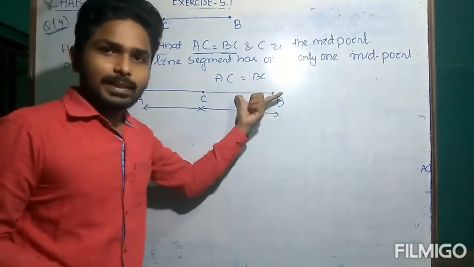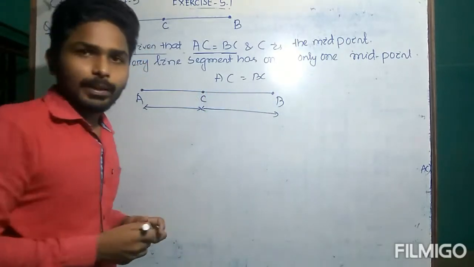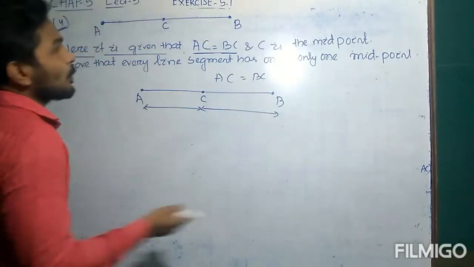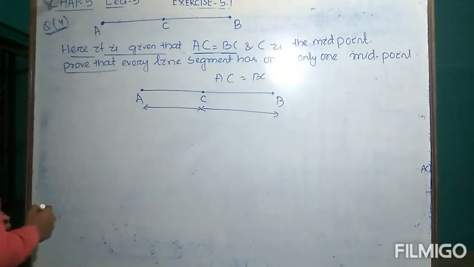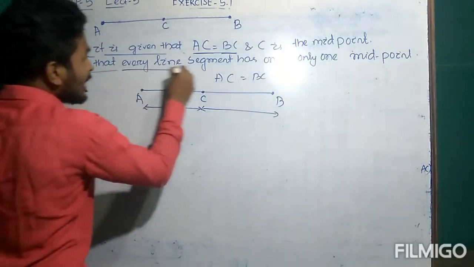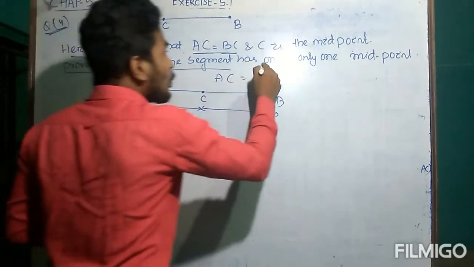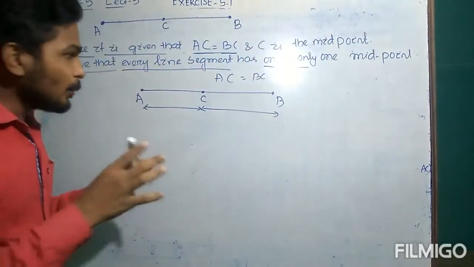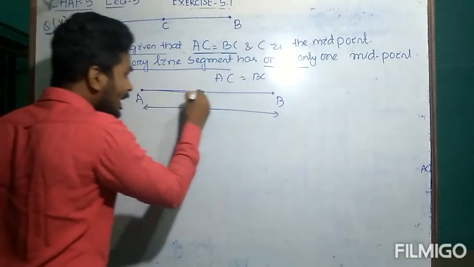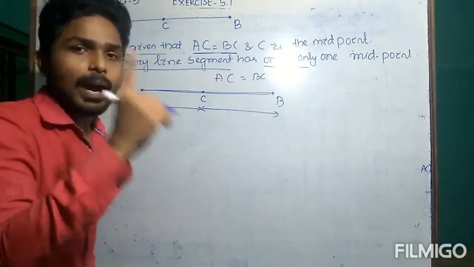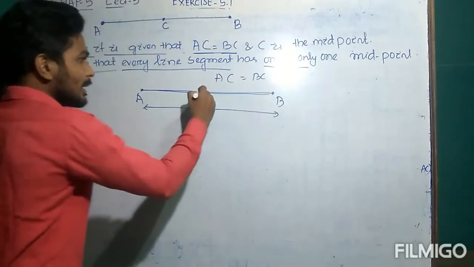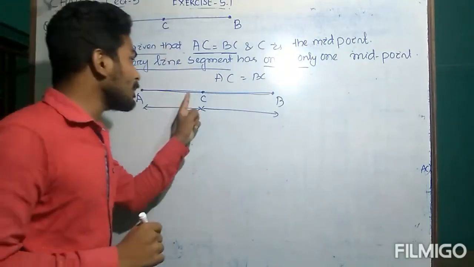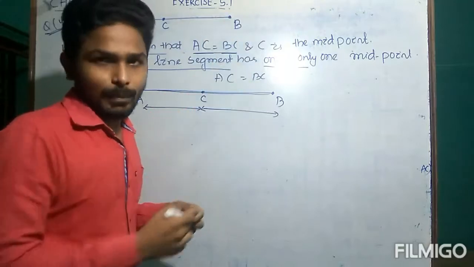Since AC is equal to BC, it means C is the midpoint. So you have to prove that every line segment has one and only one midpoint. What do you have to prove? You have to prove every line segment like AB has only one midpoint, that is C. It doesn't have more than one midpoint.